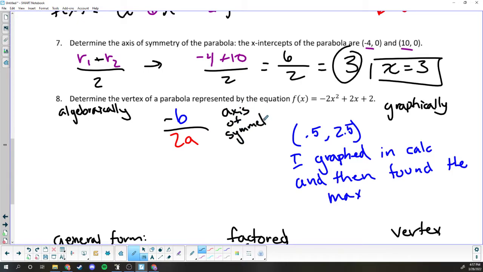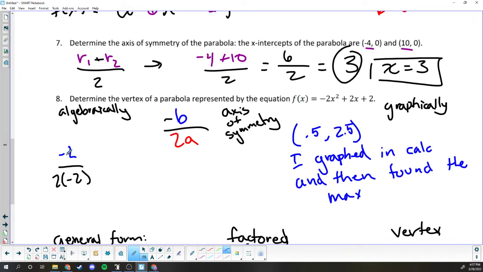Well, why does that matter? The axis of symmetry is related to our vertex. It's at the same spot. So if we can figure out the x value of the axis, then we can plug it in and find the y value. So -b over 2a for our problem: b is 2. So we have -2 over 2 times -2.